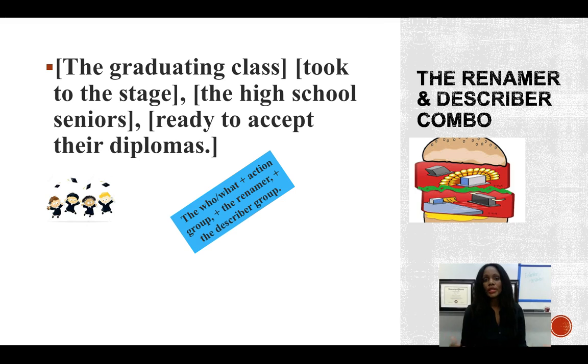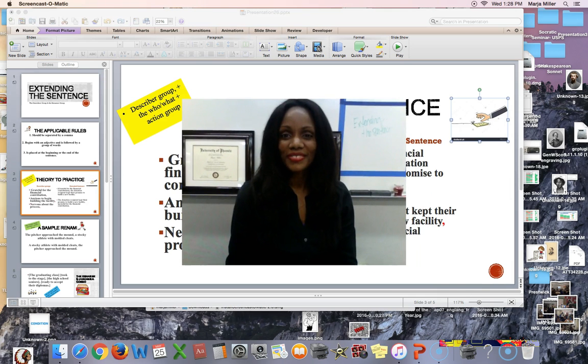But we wanted to rename the graduating class, so we referred to them also as the high school seniors. And we also wanted to describe them, which is "ready to accept their diplomas." So the formula is the who or what plus the action group plus the renamer. Remember, there are commas to separate the two or make the connection, and the describer group. So I really hope that you found all of this helpful and you have chances to practice this and really build your writing skills. It goes a long way.